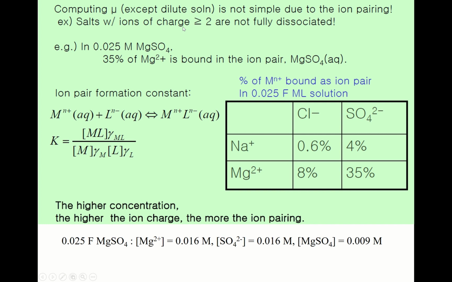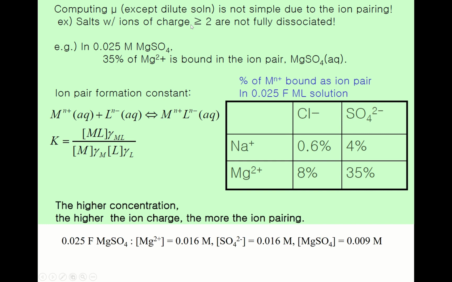Salts with ions of charge more than 2 are not fully dissociated because they are highly charged, so the ion pairing phenomenon becomes much stronger. This is the example. In 0.025 molar magnesium sulfate, the ions are highly charged. Magnesium and sulfate ions are divalent, plus 2 and minus 2. In this case, 35% of magnesium ion is bound in the ion pair. This percentage is actually very high.